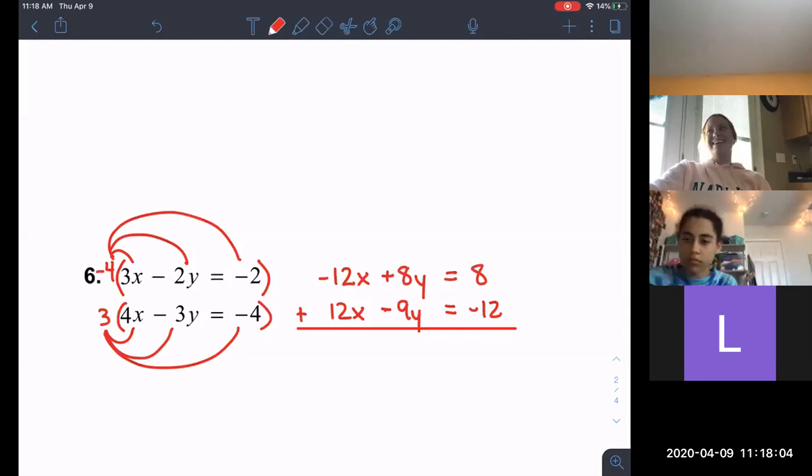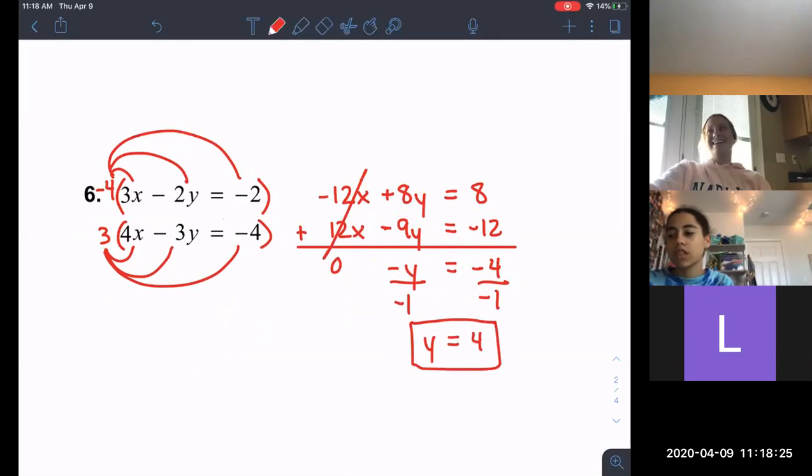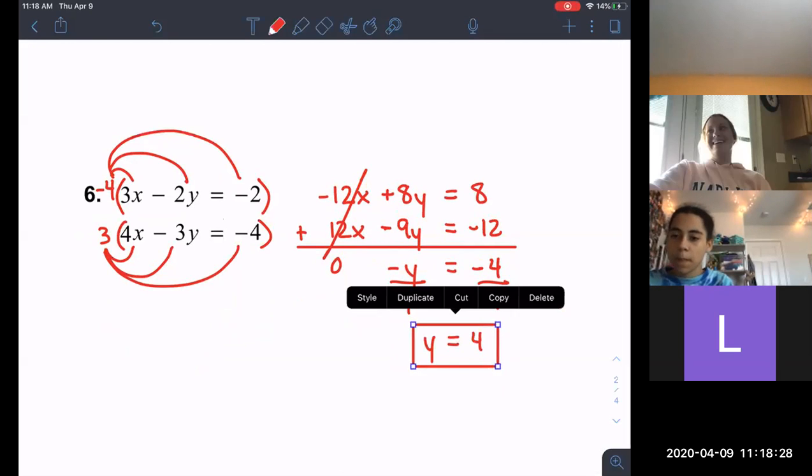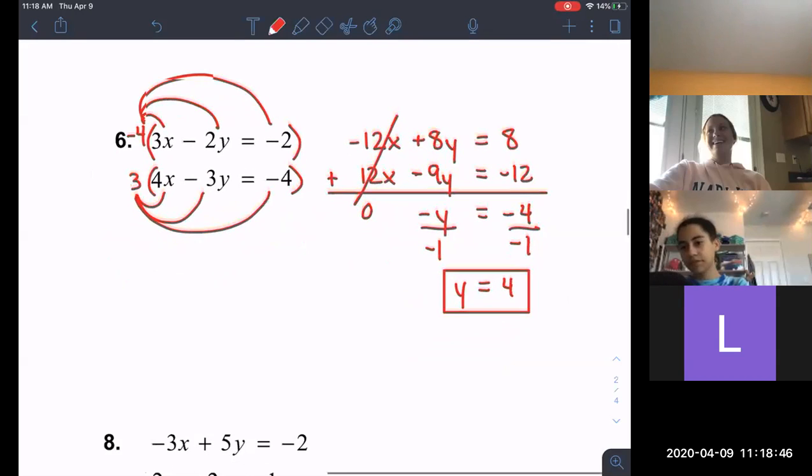So we get a 0 here. +8 and plus -9 is -1y, and then 8 minus 12 is -4. So we only have to do one thing to solve this equation for y. We divide both sides by -1, and we get y equals +4. You can see a lot of students like elimination, because once they get the equations in the form they need with opposite coefficients, the math is really easy compared to substitution. Substitution has a lot more complicated equations to solve. This is just a one-step equation, and we're done. That's why a lot of students like elimination.